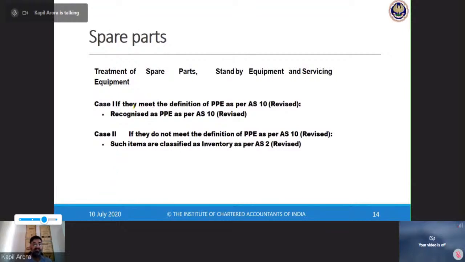So if they meet the definition, AS10. If they do not meet the definition of PPE, as I mentioned, the nuts and bolts, all those which don't meet the definition of PPE, they will be classified under AS2, which is inventory.